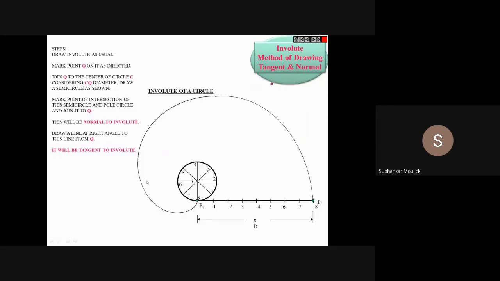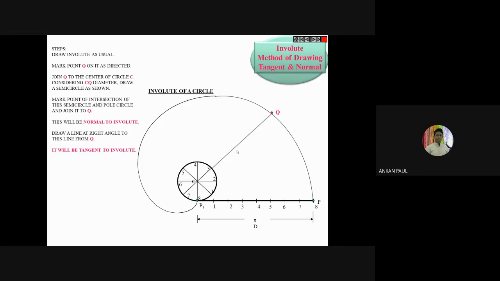Okay, so this is a point Q, any point Q on the curve where I need to draw a tangent and normal. How will I draw? For that, from that point Q, you draw a straight line joining the center of the circle. That means the line CQ, you have to draw with the help of a scale. This line will be a straight line. It can be an inclined straight line, but the line CQ should be straight. Is it clear so far?